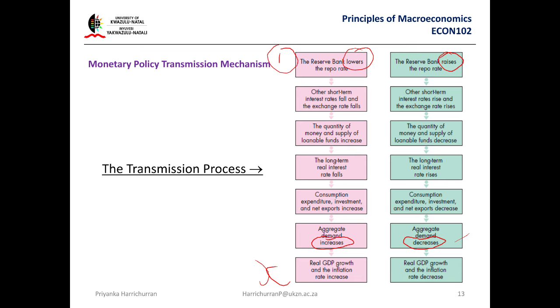Anytime the bank lowers the repo rate, demand increases. When demand increases, what does it mean? There's more money. That's another way of saying it. And here, less money. So why will there be more money when the bank lowers the repo rate? If the bank lowers the repo rate, the interest rate of the bank drops. Therefore, more people take loans. There's more money in the economy.